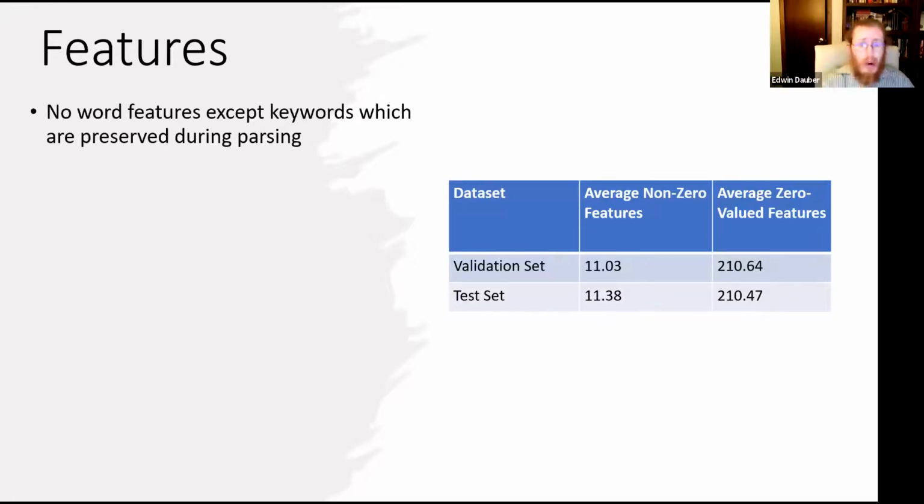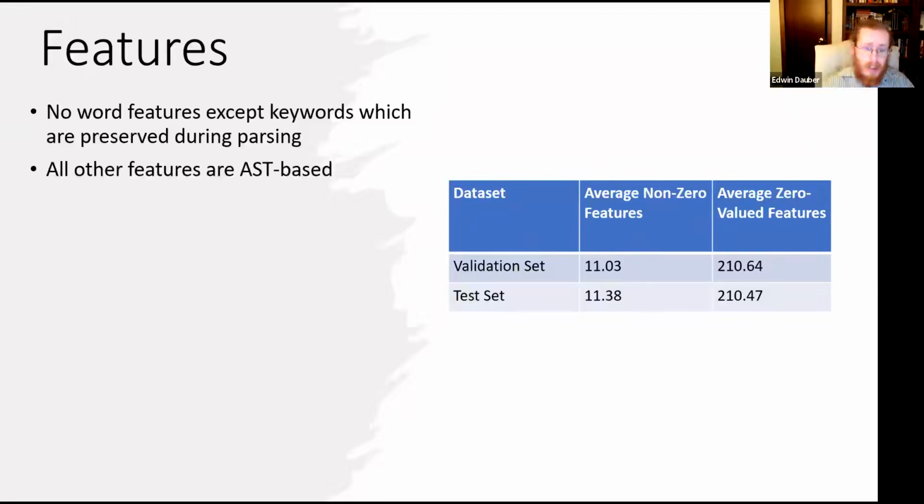I'll note that there are no word features, no textual features used except for keywords, which are preserved during parsing. These keywords are the language reserved words. The code was all C++ code, so that's C++ reserved keywords. Things like for, while, things like and. Any words that have special meaning in C++.